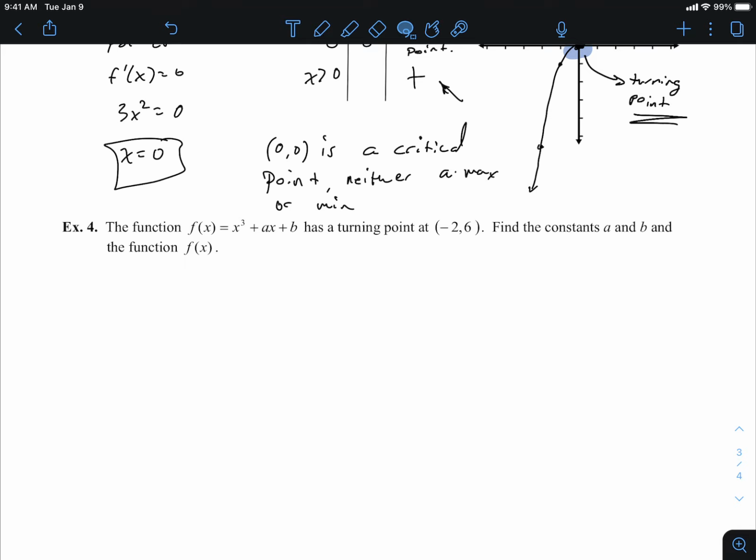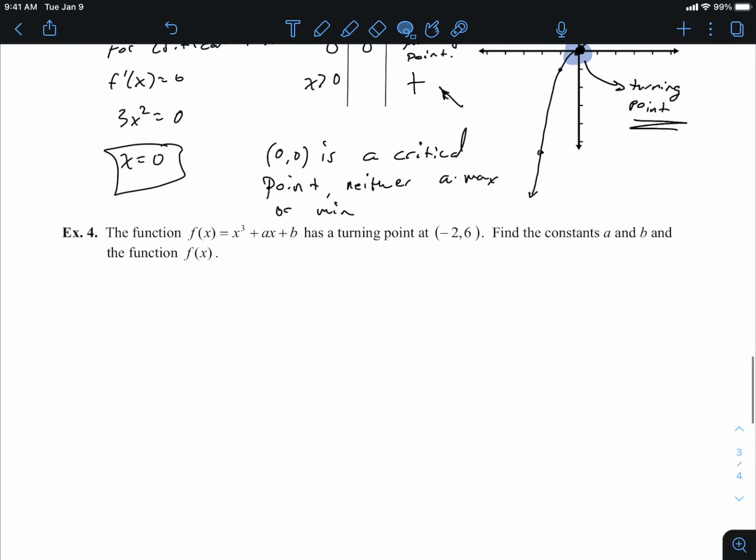Okay, we're going to have part 4 here. This is going to be the last question for this lesson. We have this function, and we've seen questions like this before. We're just going to use this new information of what a turning point is.